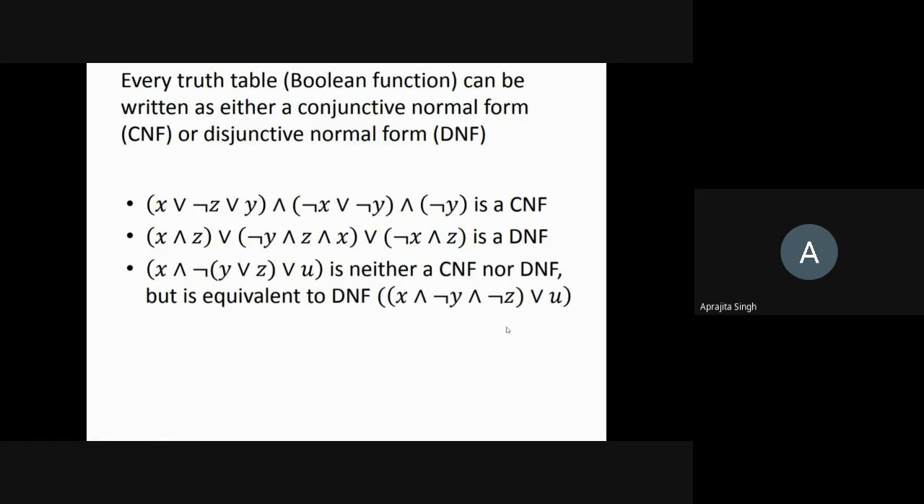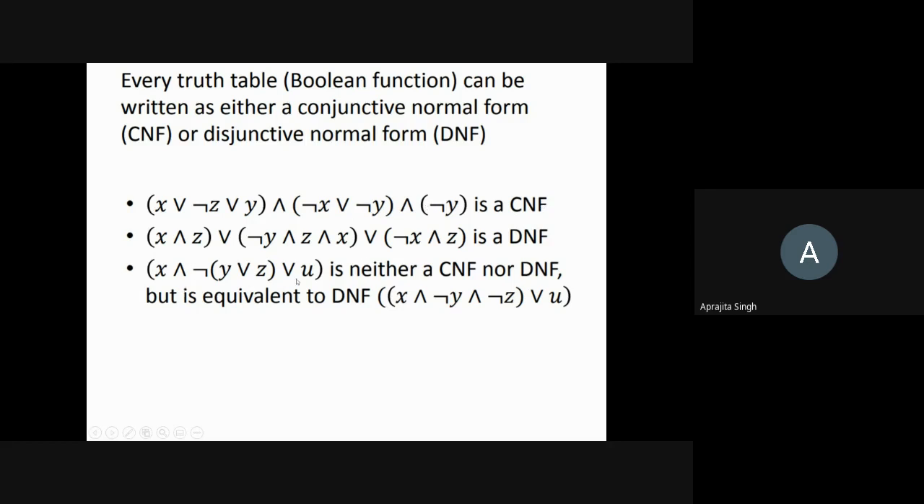Every truth table can be written in either a conjunctive normal form or a disjunctive normal form. So if this is a conjunctive normal form, then this is a disjunctive normal form. You can see different statements are combined with an or. In CNF, everything is combined by an and.